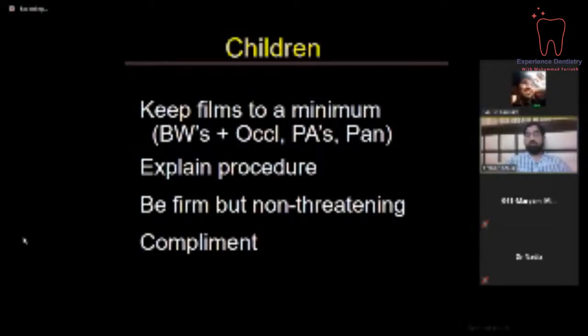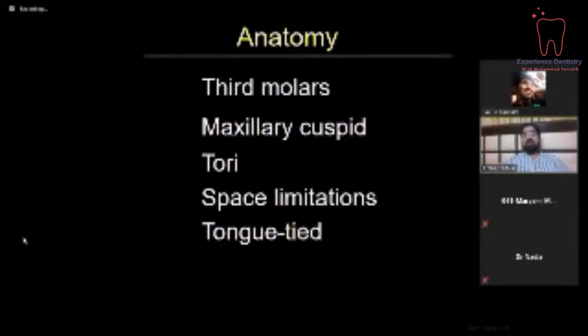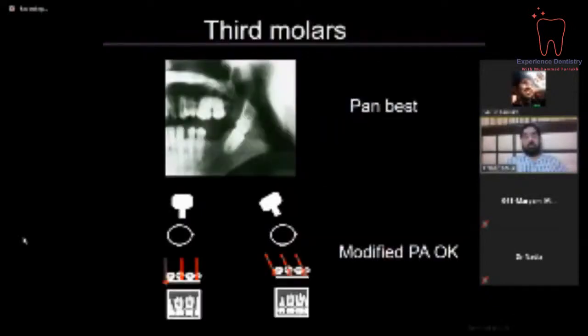Next is the anatomy. Anatomy sometimes helps and sometimes does not. The third molar has difficulties. Maxillary cuspid has difficulties; sometimes there are tori, sometimes there is space limitation. But we are talking of the third molar. Whether we take the upper one, you see, this is the area you have to reach.